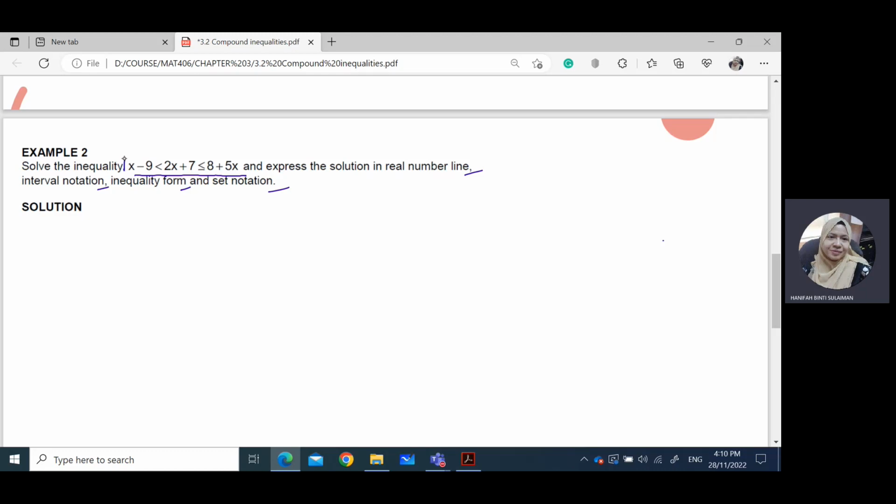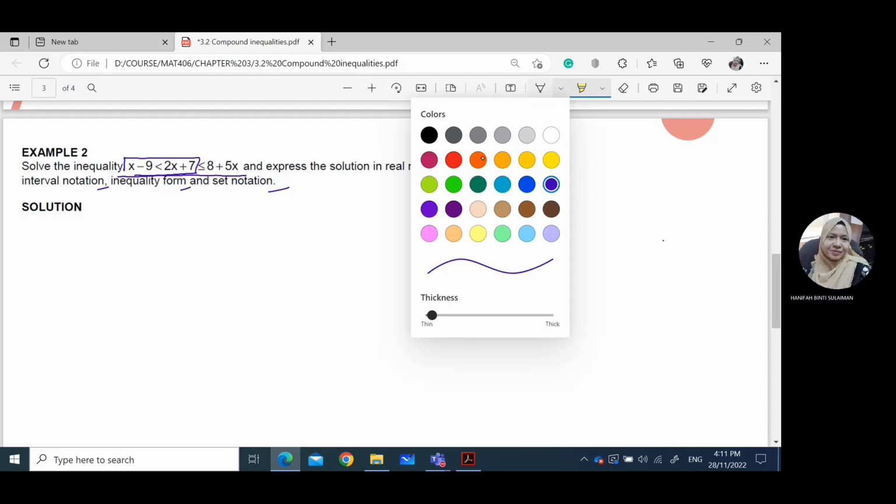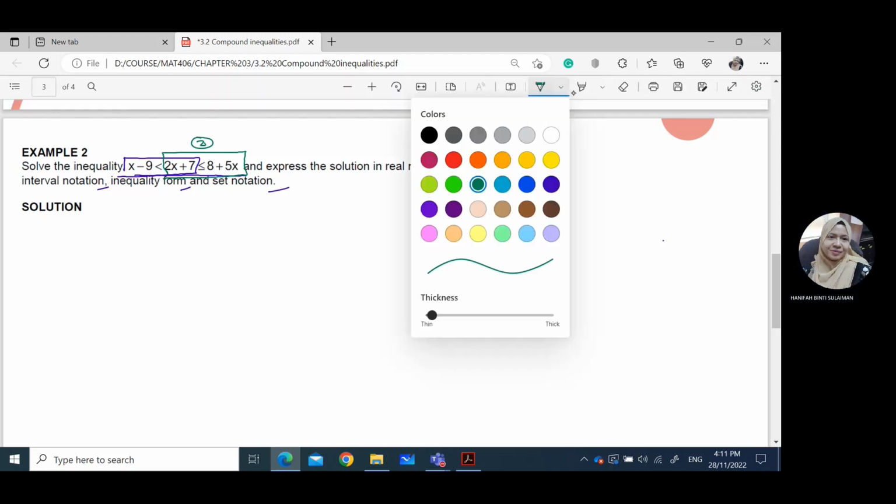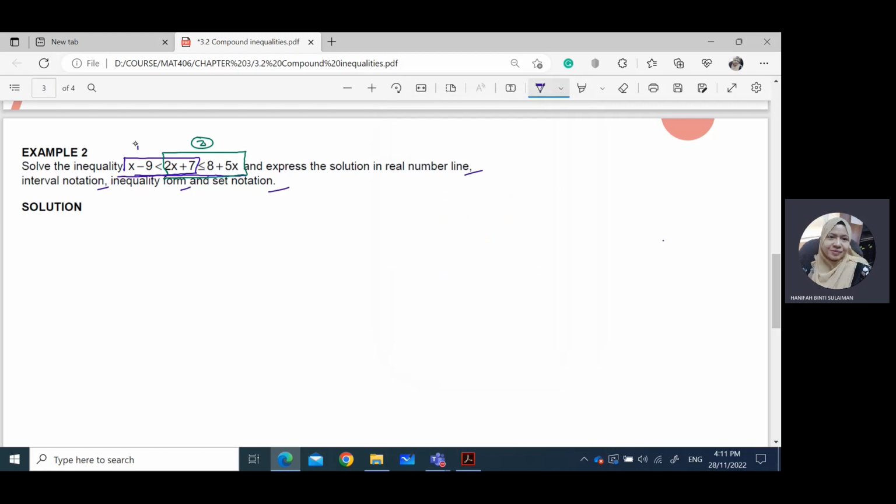The first situation is x minus 9 less than 2x plus 7. And the second situation is about 2x plus 7 less than or equal to 8 plus 5x. So this one is the second situation, and this one is the first situation. Okay, so kita selesaikan. In the first situation, we have x minus 9 less than 2x plus 7.